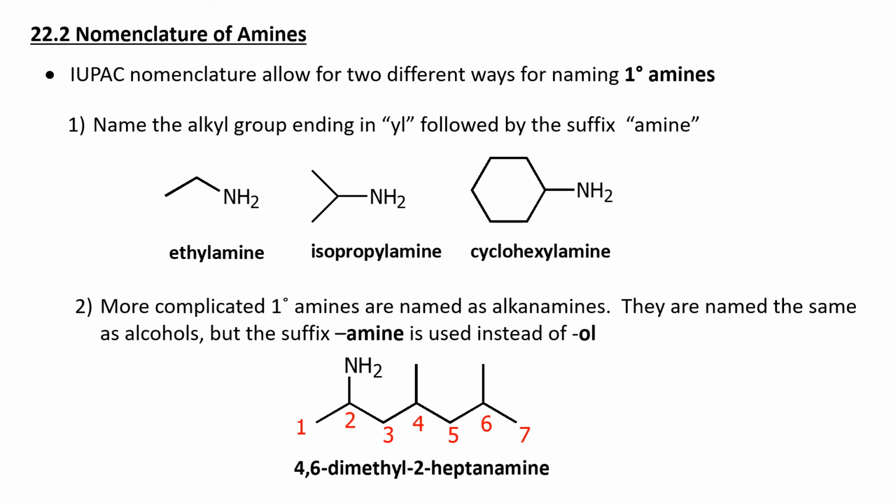The final section deals with the nomenclature of amines. So the IUPAC systematic naming allows 2 different ways to name primary amines. Let's take a look at both of them. For the first one, we want to name the alkyl group ending in yl, followed by the suffix amine. So the alkyl group, or chain, instead of being an ethane, we change it to a yl, so ethylamine.